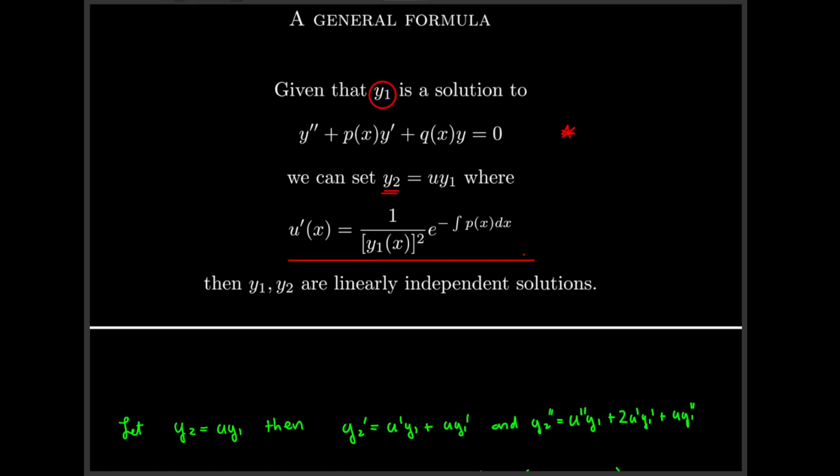Okay, so using this formula, we can determine the derivative of u, and then from the derivative of u, we can determine u, and then we can determine y2. Okay, but why is this formula true? Let's just take a look at why that is.